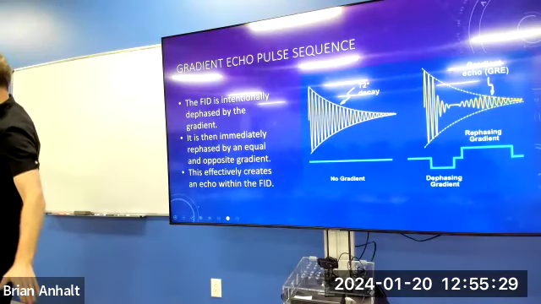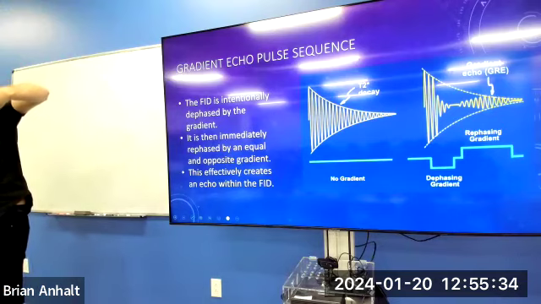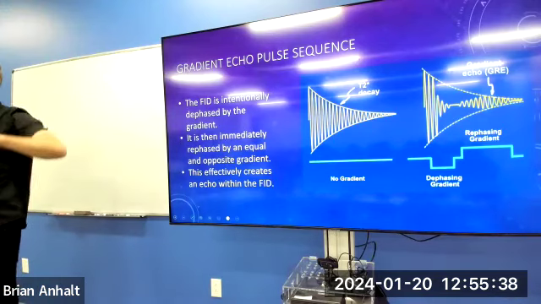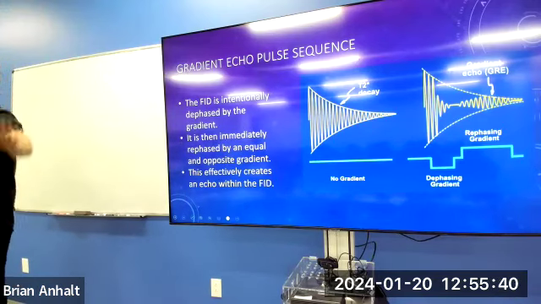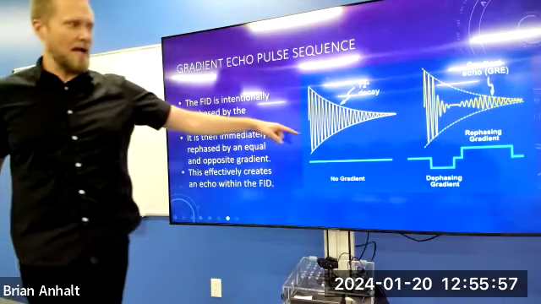Now let's say we turn on that gradient equal and opposite, which we know we can by reversing the polarity of the flow, right? We have the current flow in opposite directions now. So instead of the gradient being like this, it is now like this. Now our protons that were going faster slow down, and the ones that were going slower speed up, right? So you have a rephasing from the gradients. So that's what is happening.